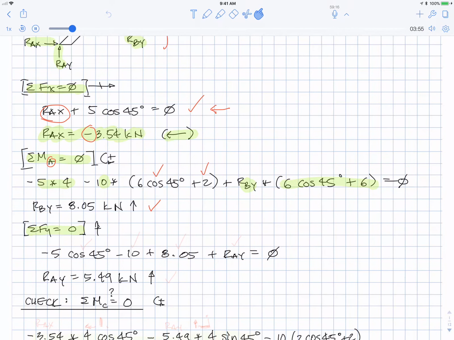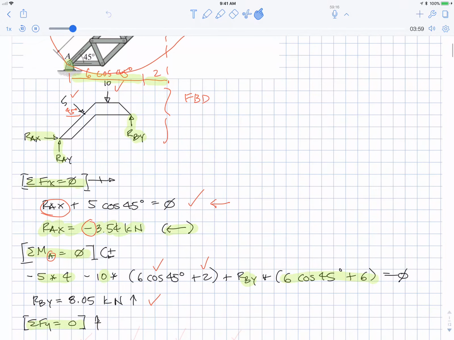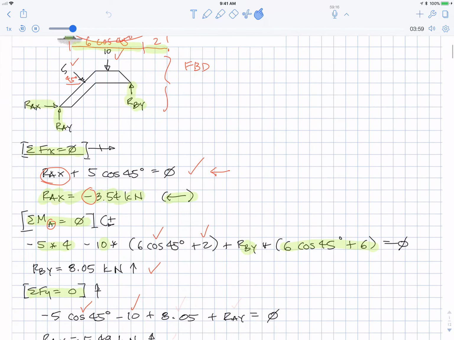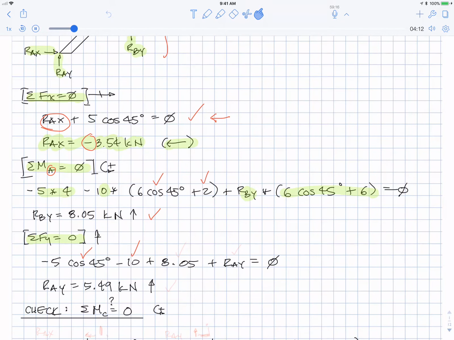Then once I knew RBy, the only other y unknown was RAy, so then I just sum forces in the y direction. Coming down, you have the y component of that 5 kilonewtons, so 5 sine 45 degrees or 5 cosine 45 degrees, the same thing. You've got that 10 kilonewton force coming down, so both of those are negative. We just solved for that reaction at B going up, 8.05 kilonewtons, and the unknown RAy. And solving that for RAy, we get 5.49 kilonewtons going up.